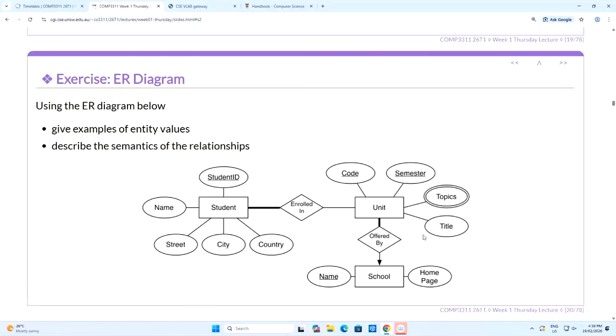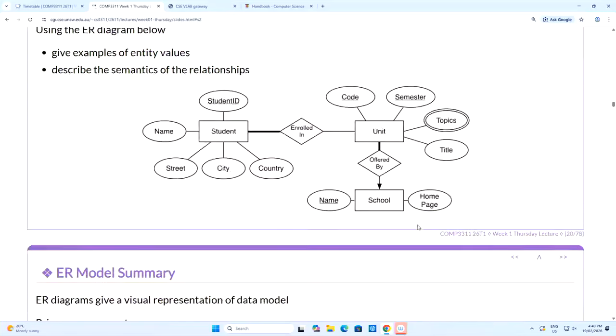It could be 3311 and semester 1, topics could be SQL, faculty will be database. I noticed that when you said topics, you mentioned SQL and Python, right? That's exactly what it looks for. You mentioned the code of the course, the semester of the course, and also the topics, because this is a multi-valued attribute. In this course, we have multiple topics. SQL is one topic, Python is another topic, and the title is Basic Database Systems. That's exactly what we look for.